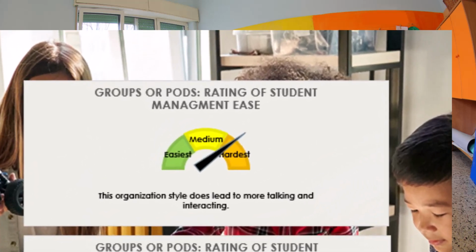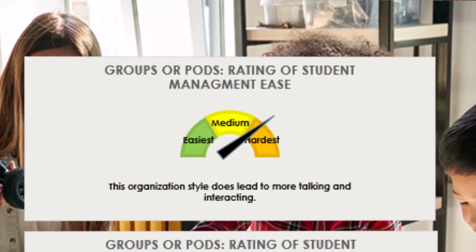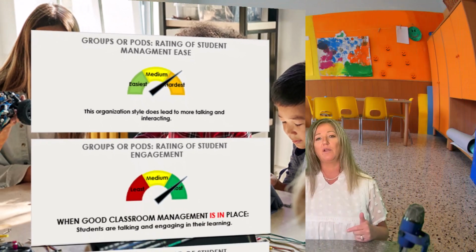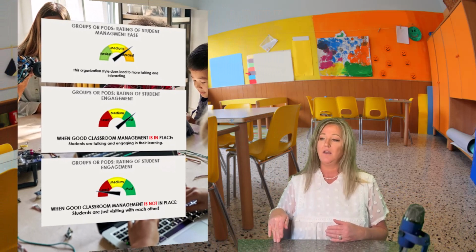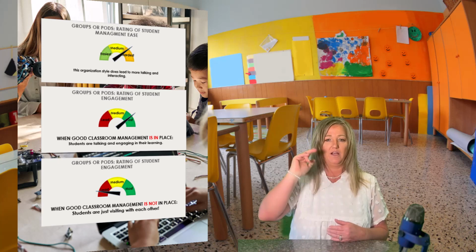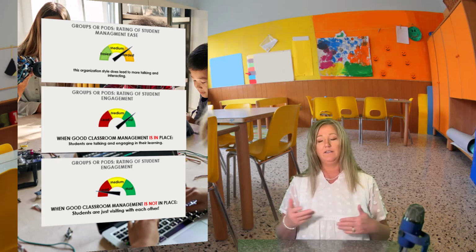These are definitely on the harder scale. Kids do tend to talk more and interact more, which is why we put them in groups and pods, but then it can also lead to problems. So you've got to know going into it that the classroom management is going to be harder here, because they are in groups, and so they are going to naturally socialize and pick and poke and all the things that we don't like. So with the good is going to come some bad.